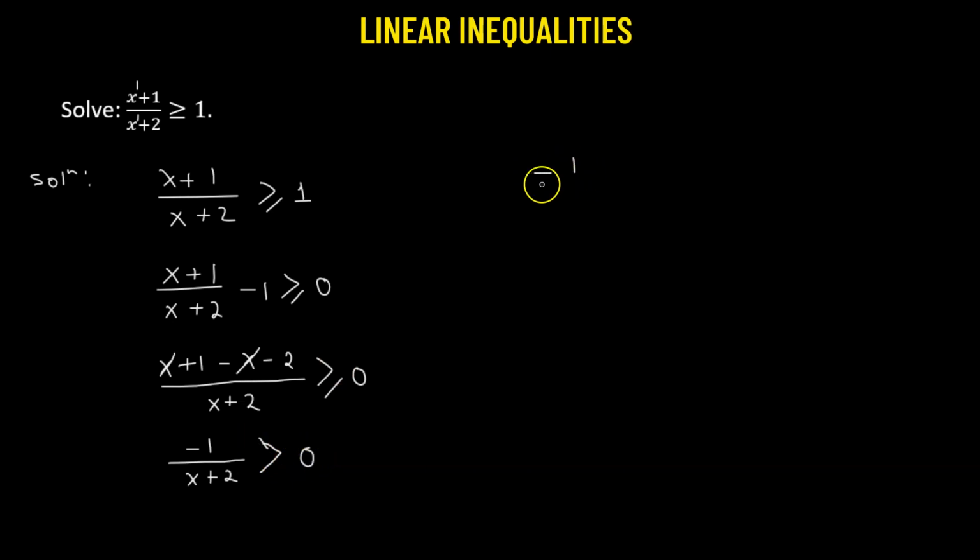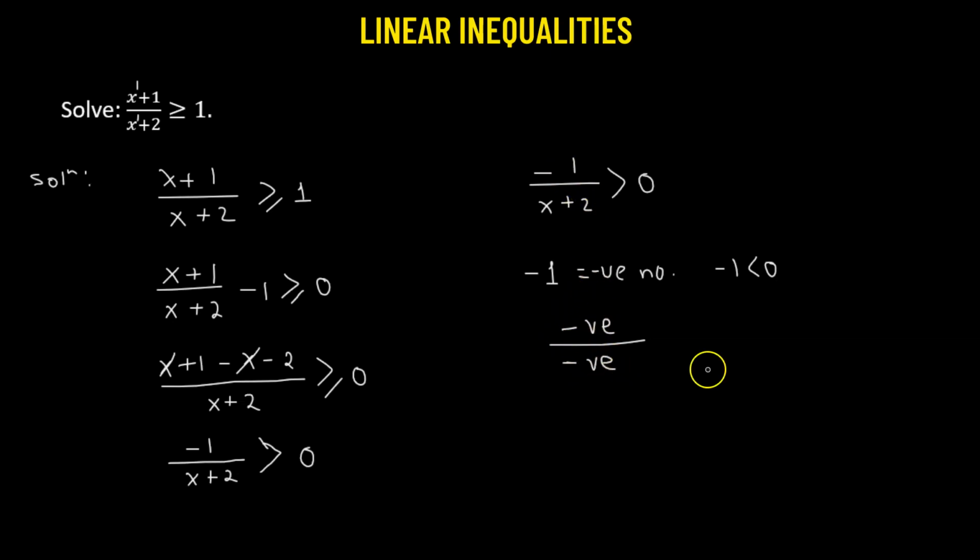Now coming to our inequation, negative 1 divided by x plus 2 greater than 0. If we look at the numerator, our numerator is negative 1, which is a negative number. Negative number means it's less than 0. Right? So we have a negative number in the numerator divided by another number, x plus 2, such that the quotient is a positive number. That is only possible if we consider the denominator to be also a negative number, because we know that negative divided by negative is going to give us a positive number. So this is the only possibility such that we have a value which is greater than 0.